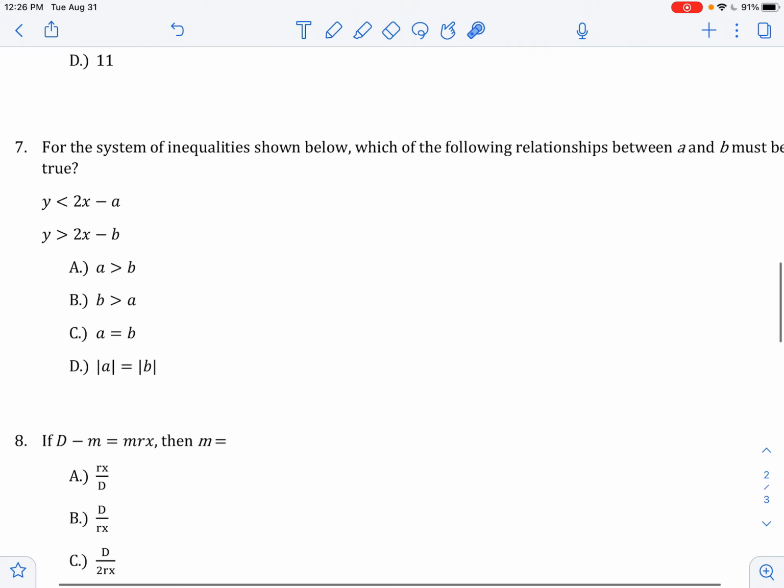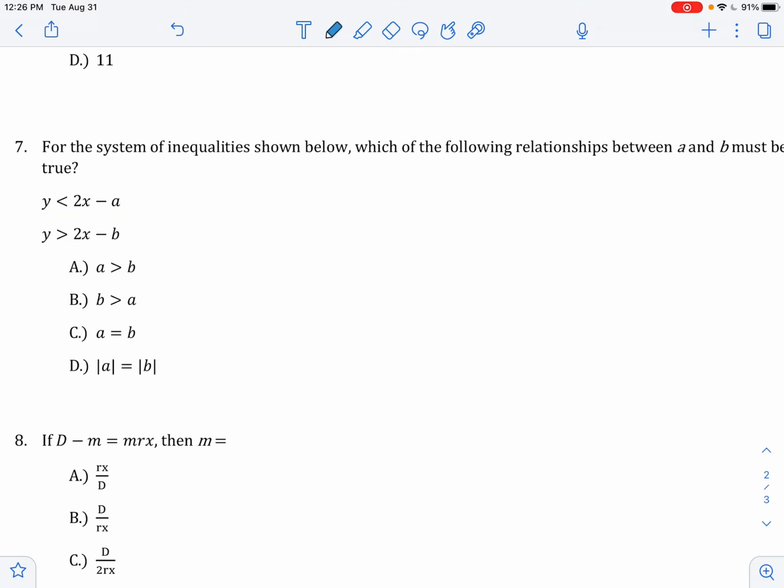All right, number 7, we are given the system of inequalities and asked to determine a relationship between A and B. To be honest, I struggle with inequalities, and I find it really, really helpful to write out in words what this means.